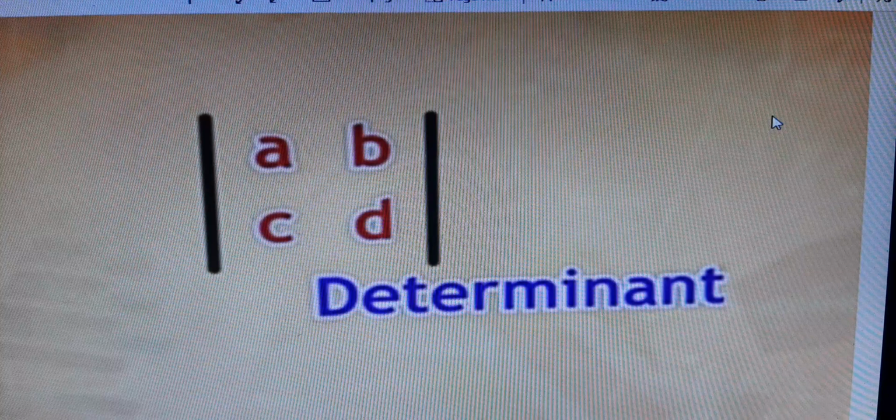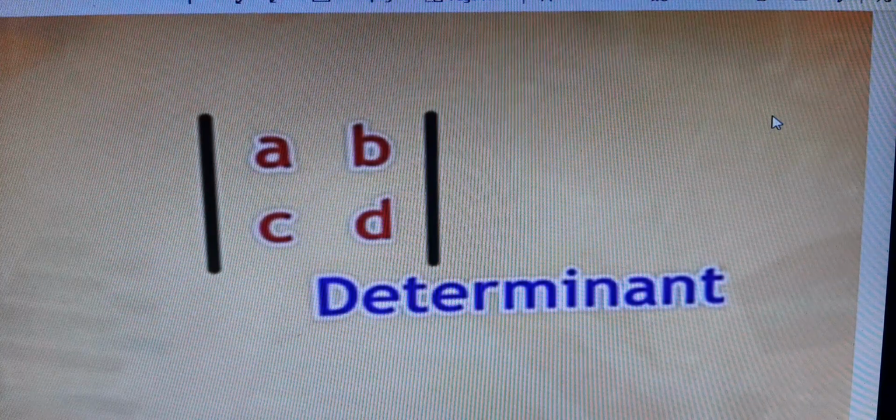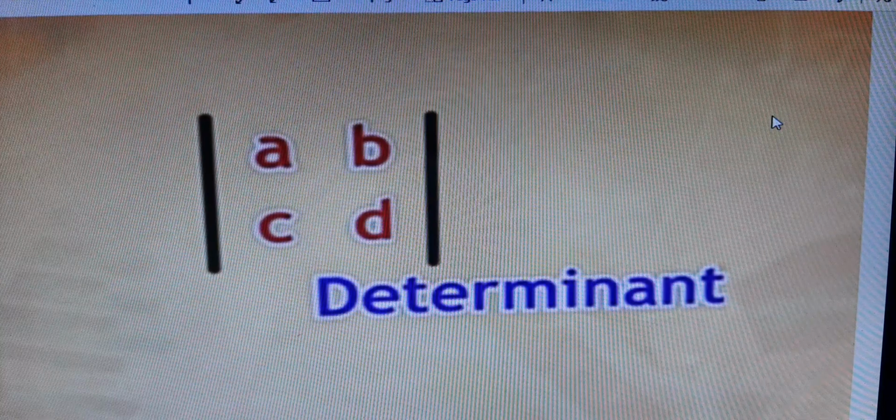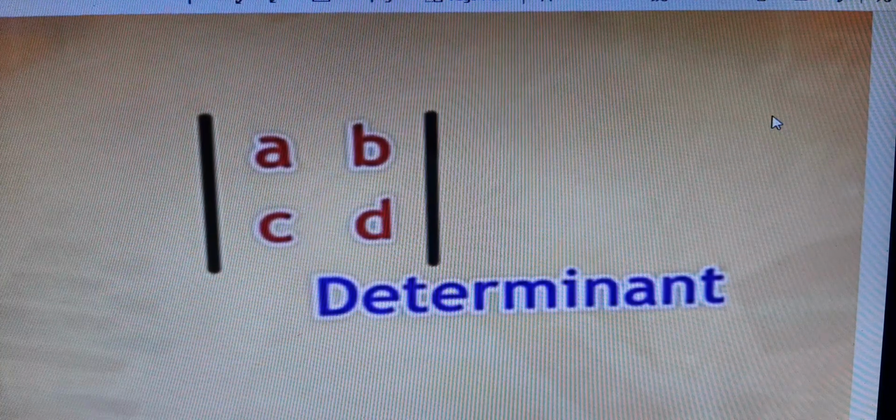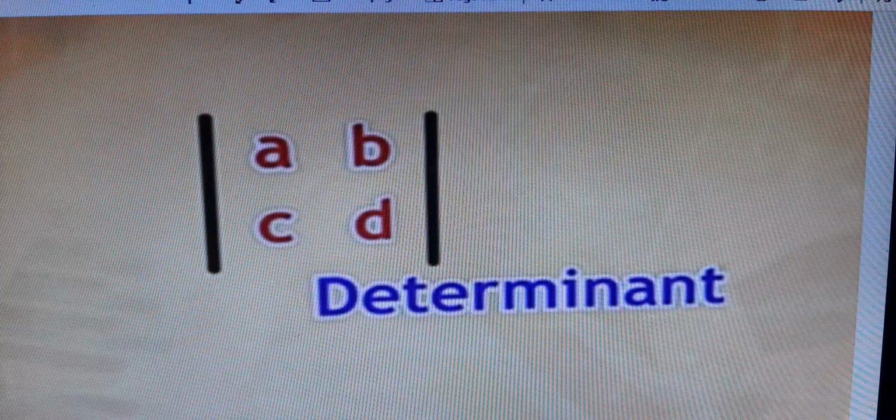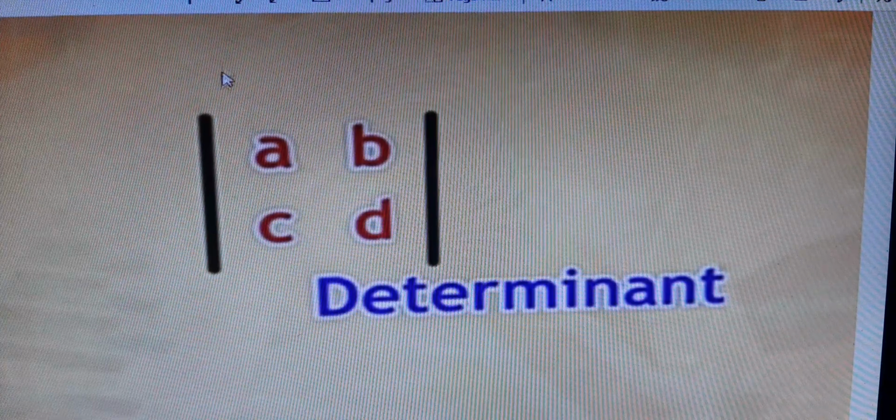Now we are going to learn the next part of the first lesson, Maths First, 10th Standard Maths First, Linear Equation in Two Variables. Today we are going to study what is meant by a determinant. This is called a determinant.